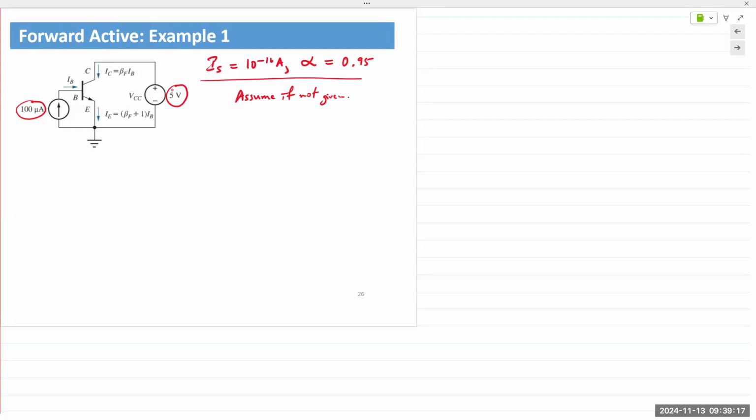All right, so then we need to find all the remaining values. We are given IB. IC, IE, VBE, and VBC should all be determined. So let's begin. We will assume that this is room temperature operation, and so VT is not given to us, but we will assume it to be 25 millivolts.